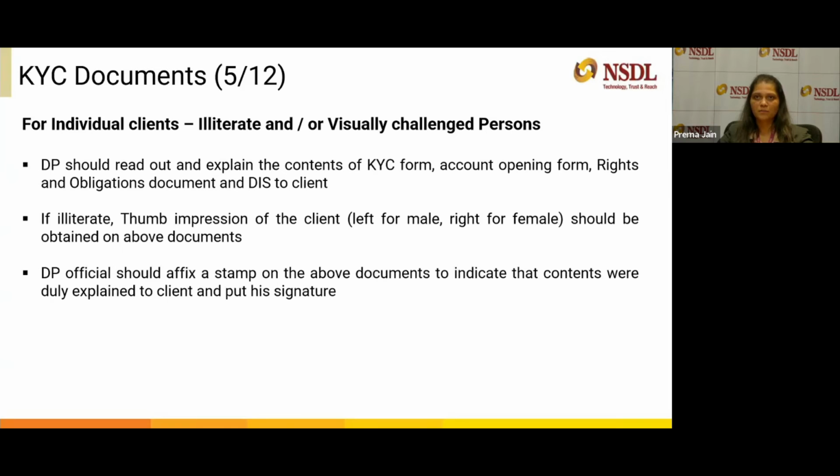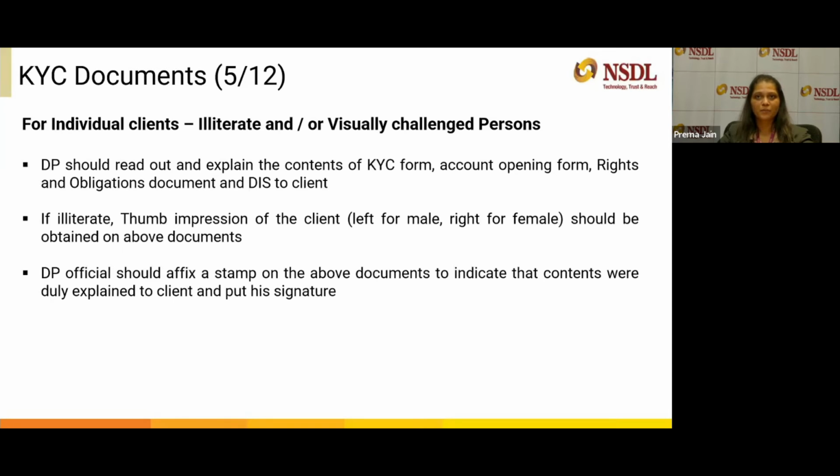The client must come in person to open the account and submit the instruction forms and affix his or her thumb impression in the presence of the official of the participant. The official of the depository participant should then put his signature and remarks, "details explained to the client," on the account opening form and delivery instruction form.